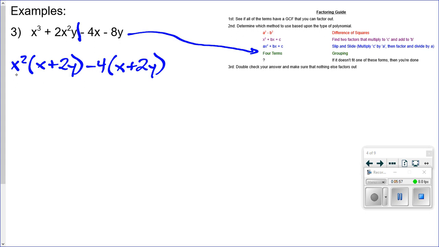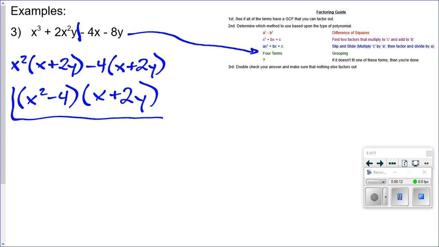So now I take this x squared minus 4 that I factored out, and I write it down. And then that's multiplied by the x plus 2y. So that's an example using grouping.